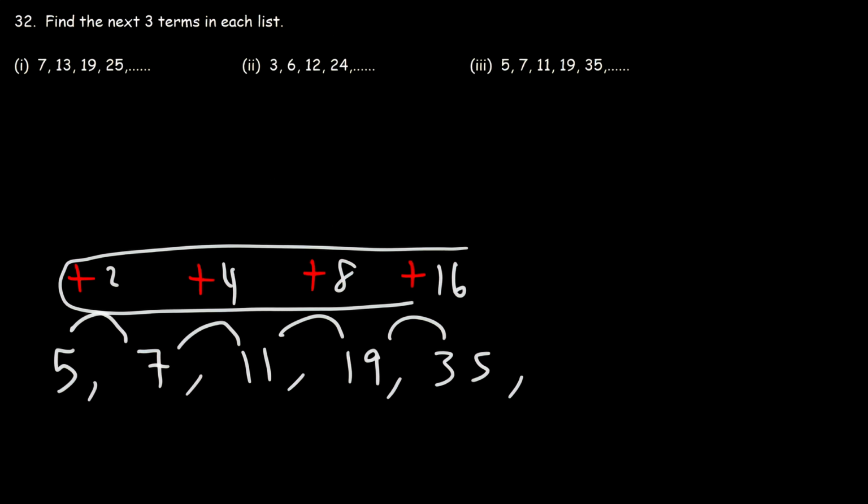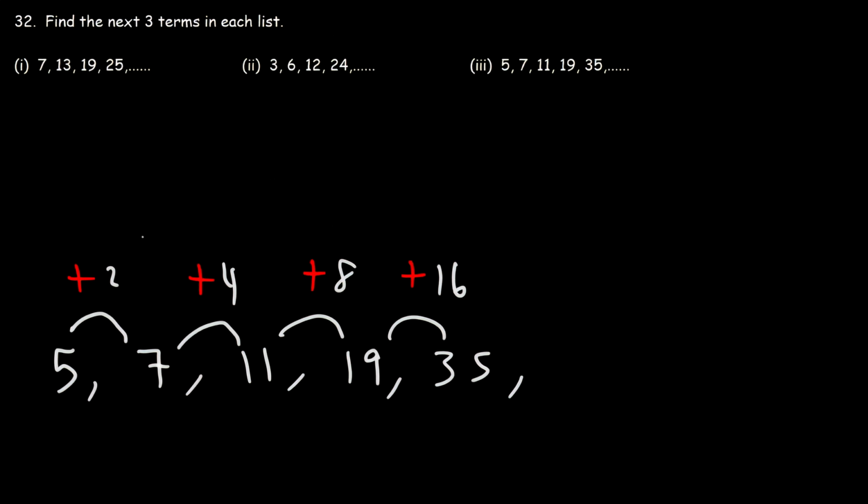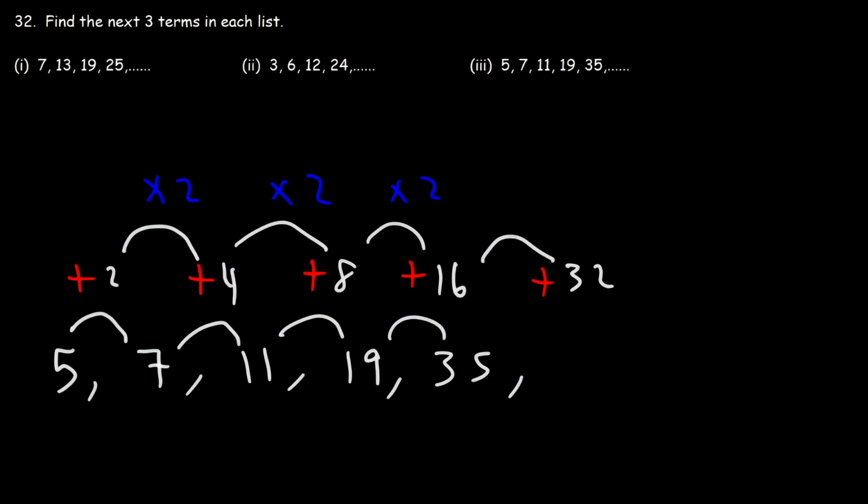The pattern is that these numbers are geometric, because to go from 2 to 4, you need to multiply by 2. To go from 4 to 8, you need to multiply by 2. So to go from 8 to 16, you got to multiply by 2. So if we multiply by 2 again, the next number that we're going to add is 32, because 16 times 2 is 32. And then if we repeat that, 32 times 2 is going to be 64. And then let's repeat that one more time. 64 times 2 is going to be 128.